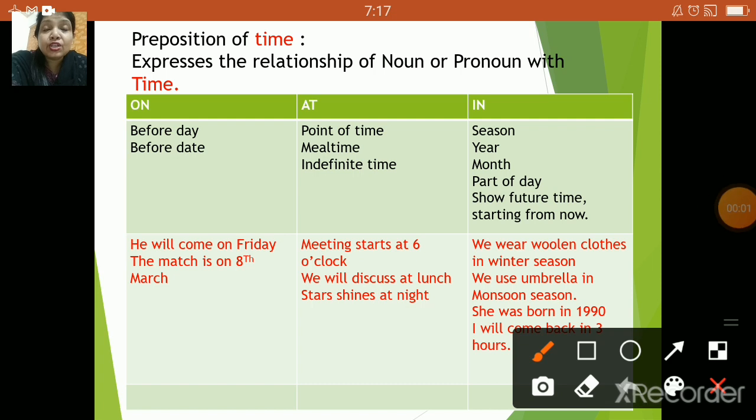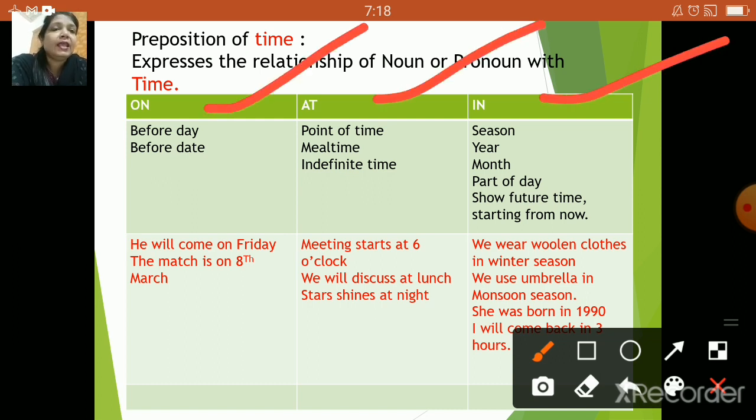Let's check preposition of time. It expresses the relationship of noun or pronoun with time. Now, for example, children, I have given you three words over here. It's on, at, in. Now, when to use these words? So, I'm going to give you today few tricks. Make sure, children, that you are going to note down and you are going to understand also when we are supposed to use it. For example, let's talk something about on.